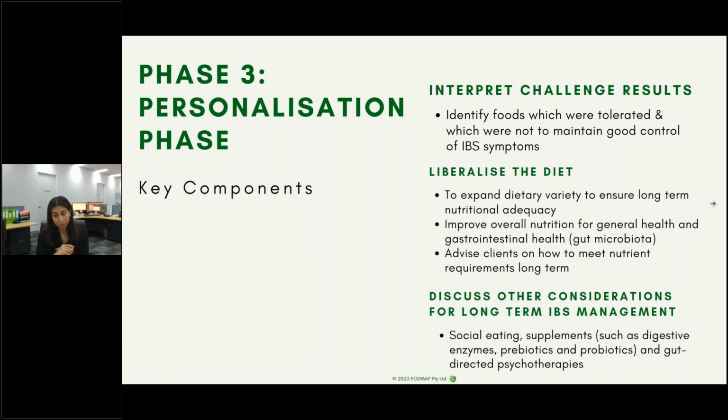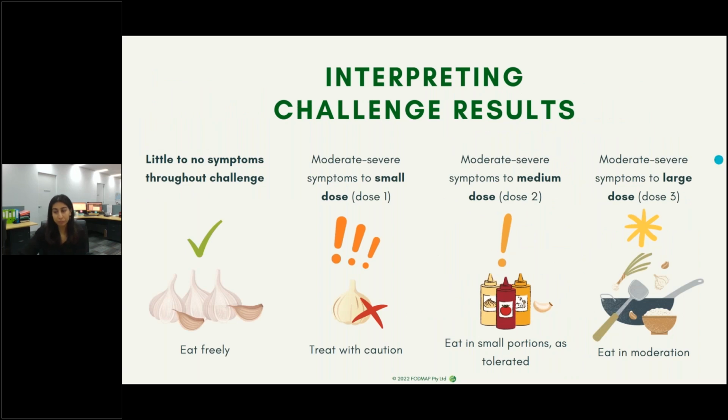tolerated well. Now, there are some other things that can be used as well, such as enzymes and prebiotics and probiotics to consider in terms of long-term IBS management, especially when eating out and things like that too. But it's really important to liberalize the diet here after the results. So how do we interpret the results?